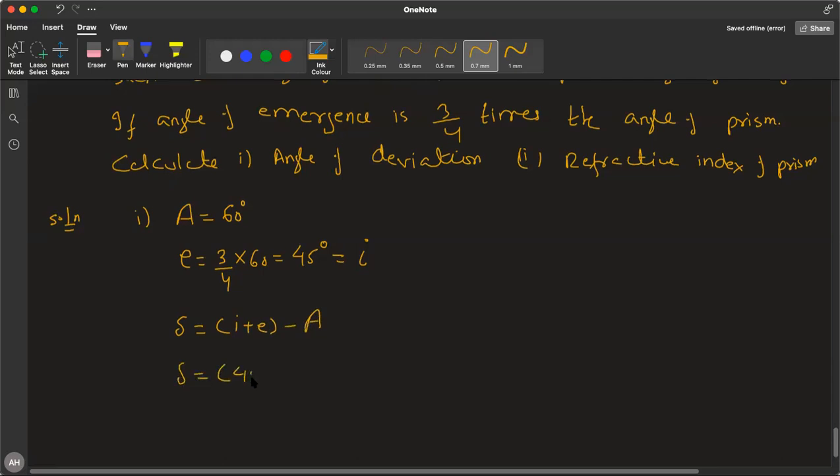So how much is I? 45 degrees. How much is E? 45 degrees, minus A, which is 60 degrees. So your deviation is 30 degrees. Next, you need the refractive index.